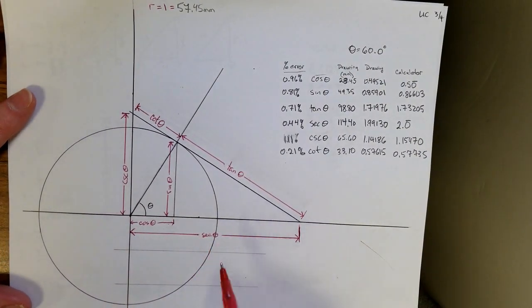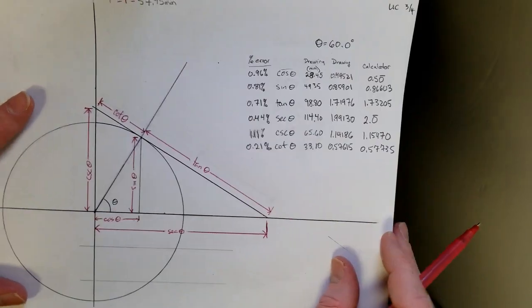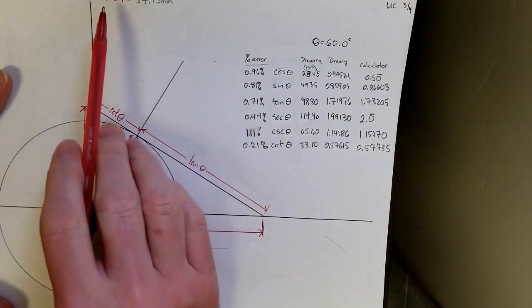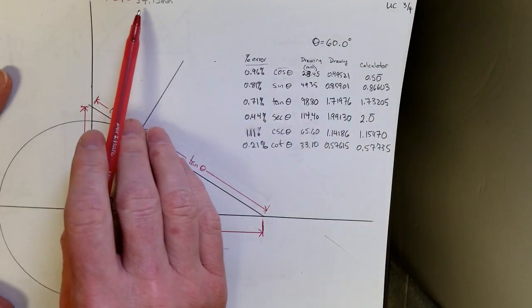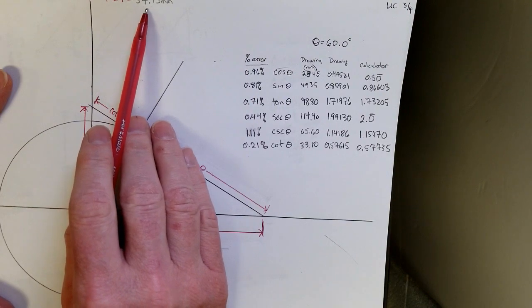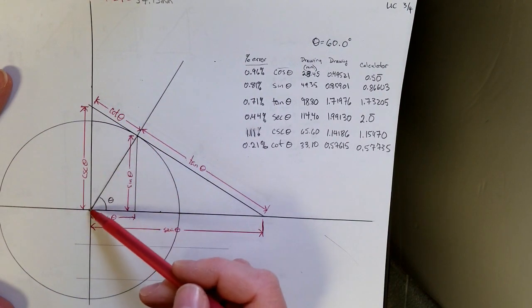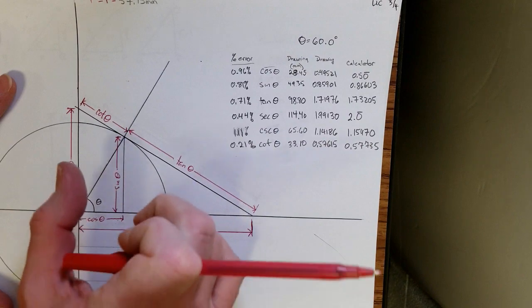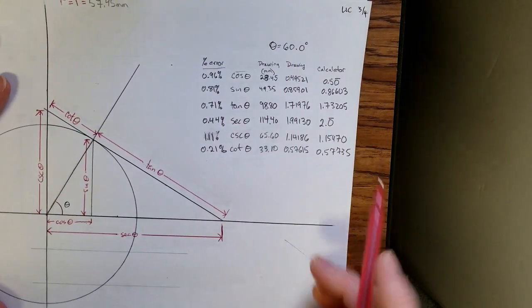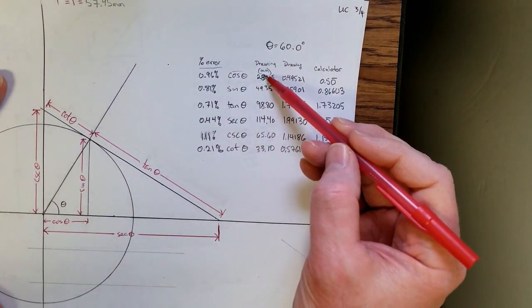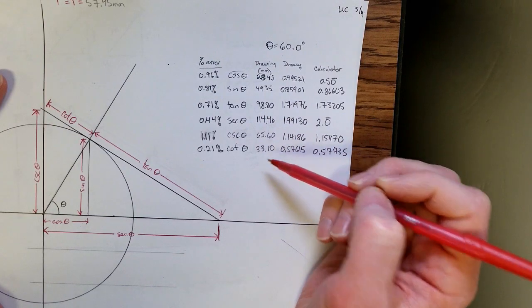And then I went about actually measuring it. So I first set up a scale. My radius is 1, but using a vernier caliper I came up with 57.45 millimeters from here to here. And then I measured each of the distances with a vernier caliper. So in the drawing, these are the actual measurements for each of the lengths.